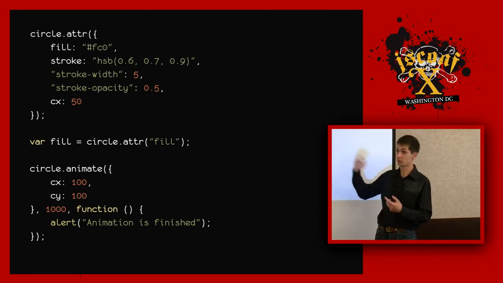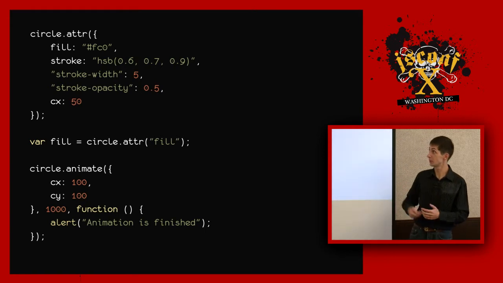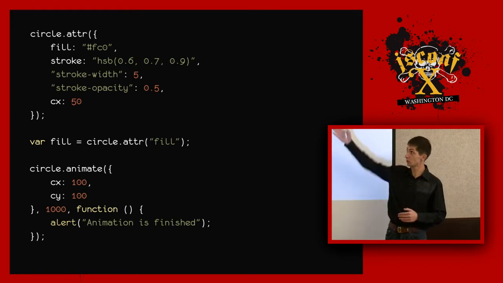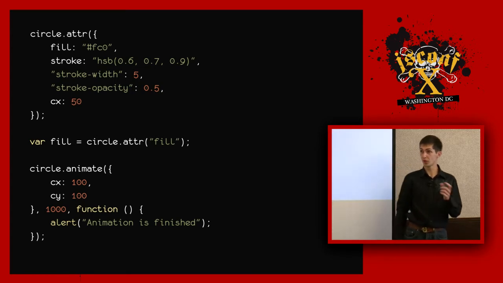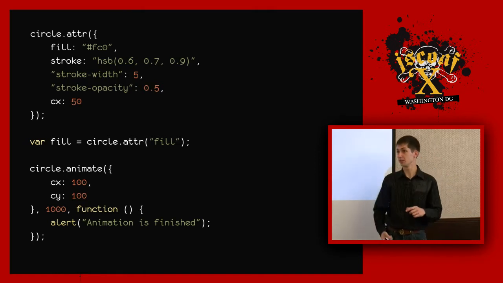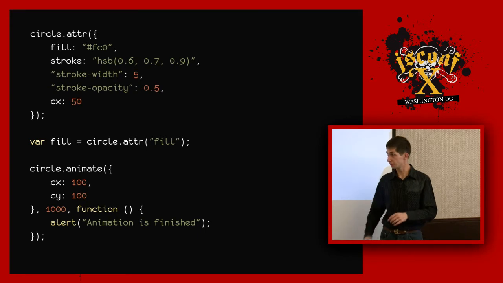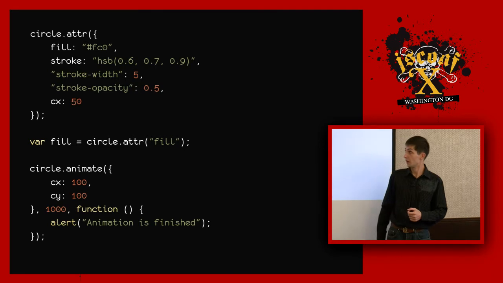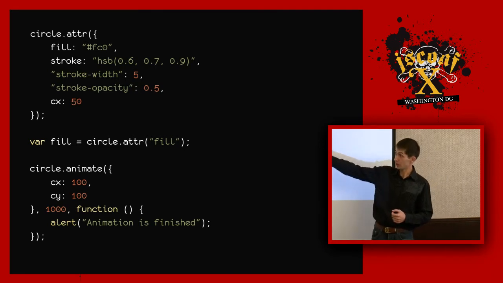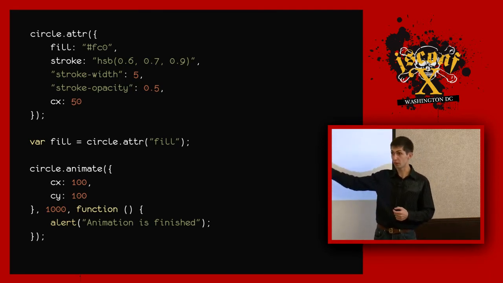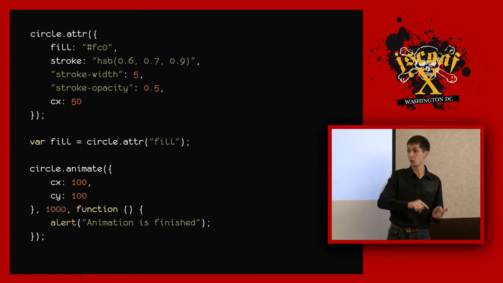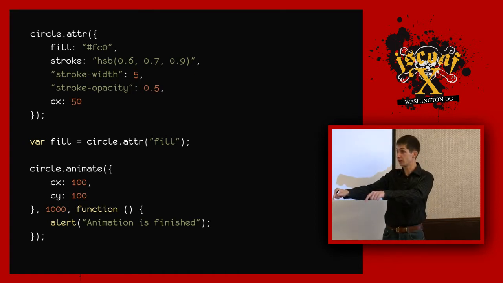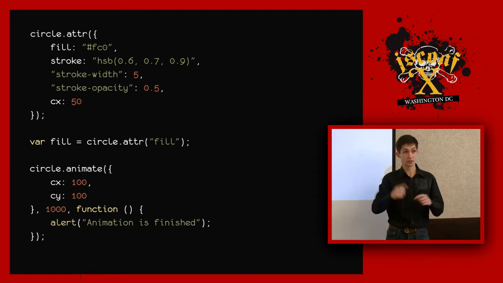And stroke width could vary. It's also in pixels, and opacity is from 0 to 1. You also could specify all the parameters, like cx, cy, and radius. In fact, you could create a circle without parameters at all. You could just say create circle with brackets, and then say .attr and put all the attributes there. You could grab attributes by specifying them as a string. And obviously, you could animate. When you animate, the first parameter is also the same attribute object, the attributes you want the object to have after the animation. Not all attributes are animatable.